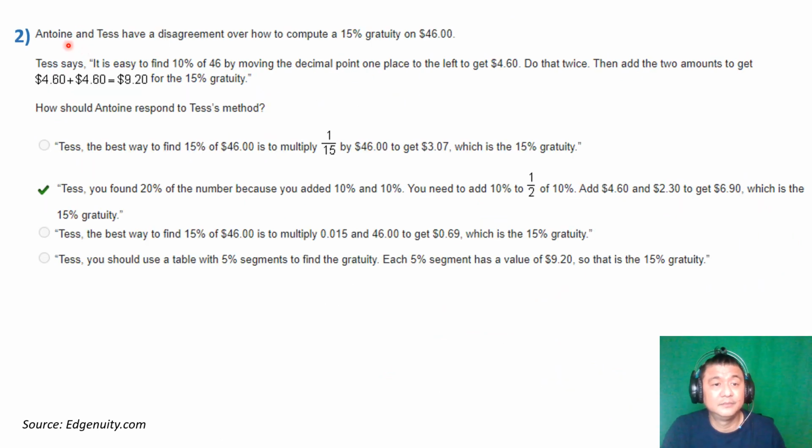Okay, another problem. Antoine and Tess have a disagreement over how to compute 15% gratuity on $46. So that is what they're debating upon. 15% of 46. Okay, they want to know how much. What is this? Gratuity is tip, right? How much tip to give. Now, listen to Tess. It's easy to find 10% of 46 by moving the decimal point one place to the left. So what is he thinking?